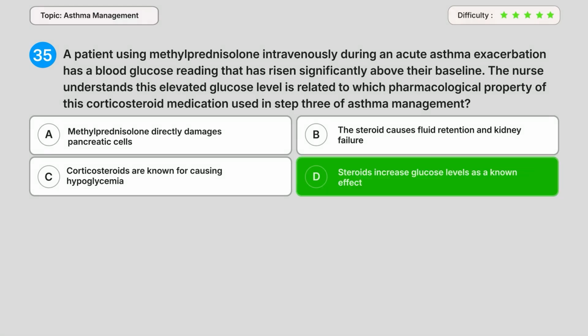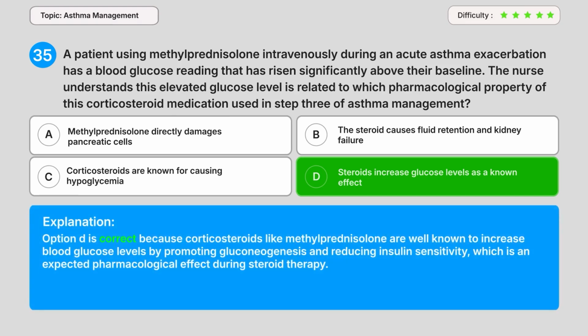Correct answer, D. Steroids increase glucose levels as a known effect. Explanation: Option D is correct because corticosteroids like methylprednisolone are well known to increase blood glucose levels by promoting gluconeogenesis and reducing insulin sensitivity, which is an expected pharmacological effect during steroid therapy.